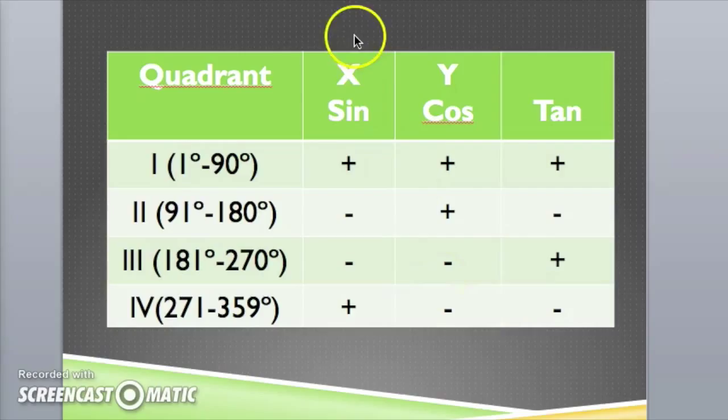Why is this? Because the values of x correspond to the cosine, the ones of y correspond to the sine, and when you multiply these, you get the sign of the tangent: positive times positive is positive, negative times positive is negative, negative times negative is positive, and positive times negative equals negative.